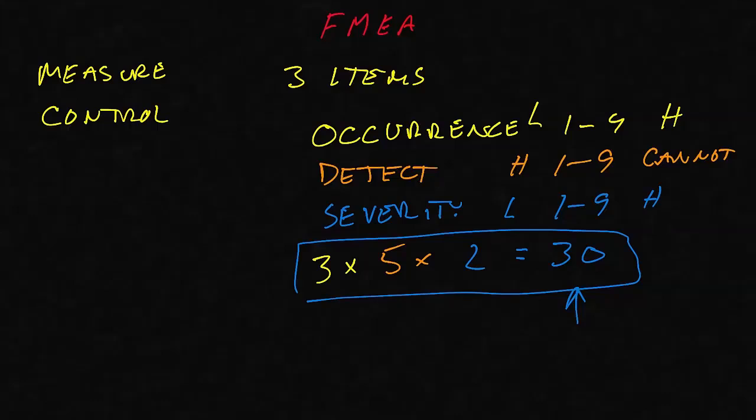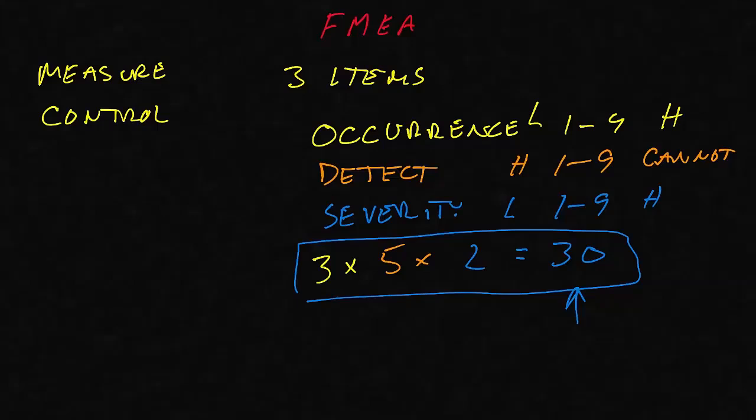Something might have a high score because it has a high degree of occurrence, it happens a lot, or it is something that is difficult for us to detect. Therefore, we want to definitely fix that problem since we can't detect the problem when it does happen, or it has a high severity. So 9s in any of those categories would be a danger sign, and those would be the items that we want to focus on first and make sure we get fixed.